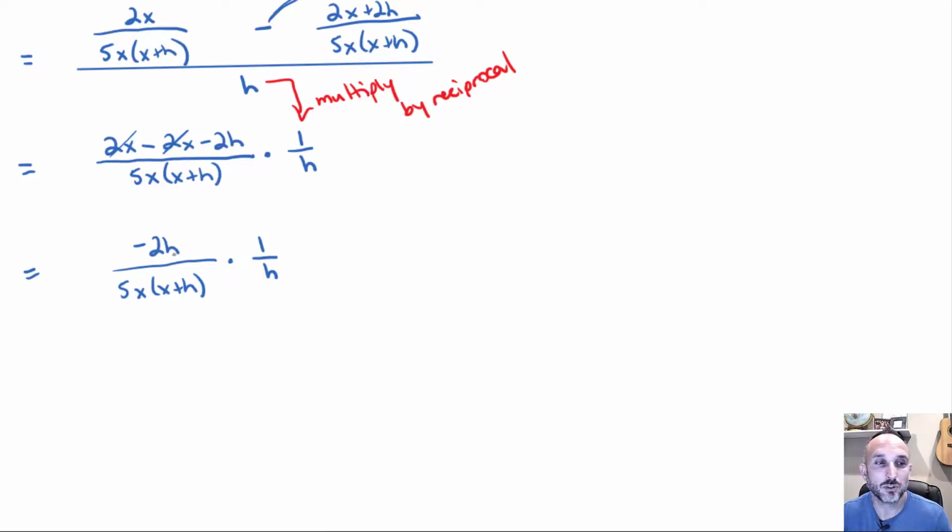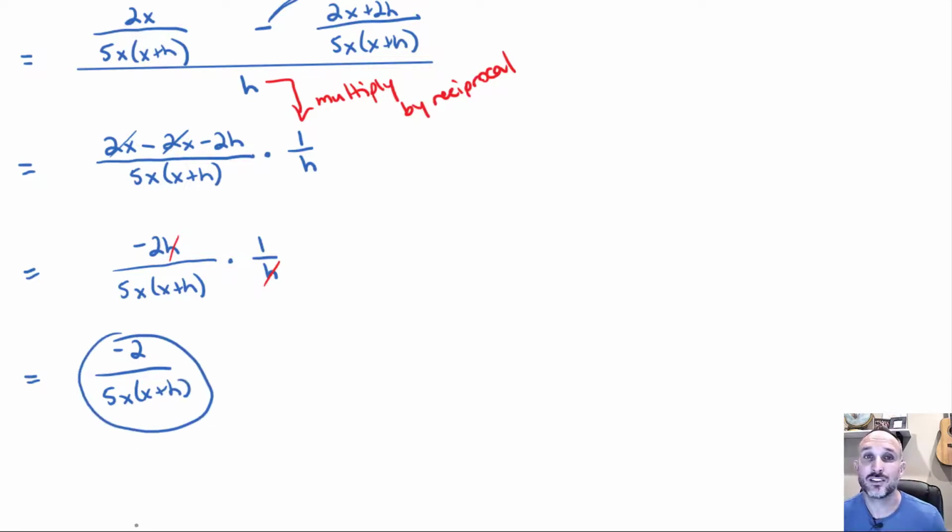But then, because everything's multiplication, you can just cancel the h's. So I'm going to cancel this negative 2 times h. That's important. This is multiplication, so I can cancel with this h that I'm dividing by here. And my final answer is negative 2 over 5x times x plus h. And that's my difference quotient for that rational function. All right, let's try another one that's a little bit different format, but the exact same concept.